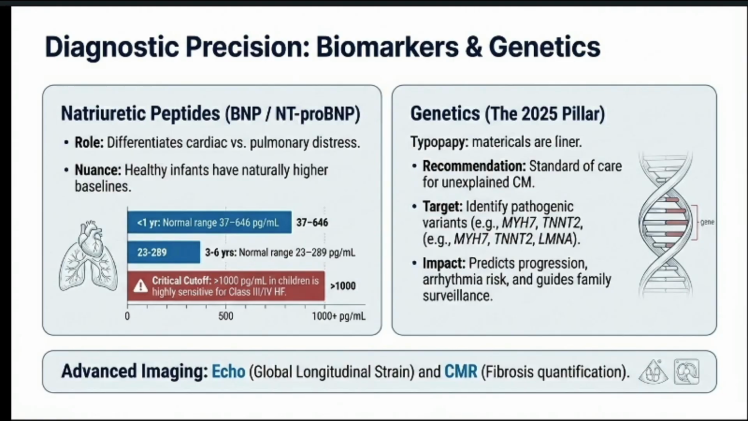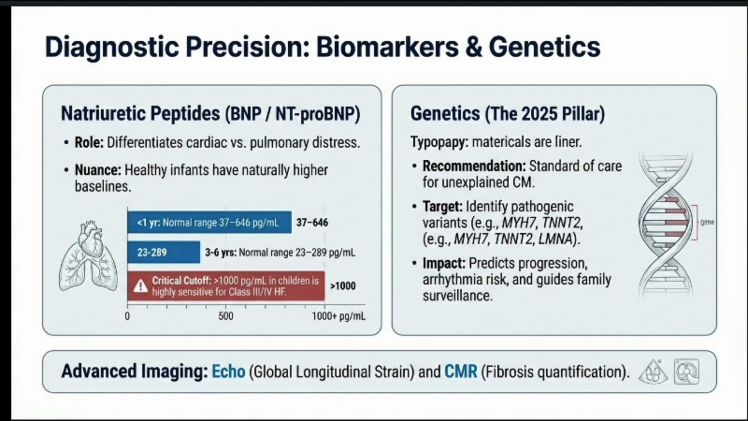There are age specific cutoffs, for example less than 1 year, they can have a value anywhere between the 30s to 600. As they grow up, the values slightly go down, between the 20s to the 300s, but obviously you have to look at these values in the context of the age. In any case, more than 1000, the level correlates very well with class 3 and class 4 heart failure.